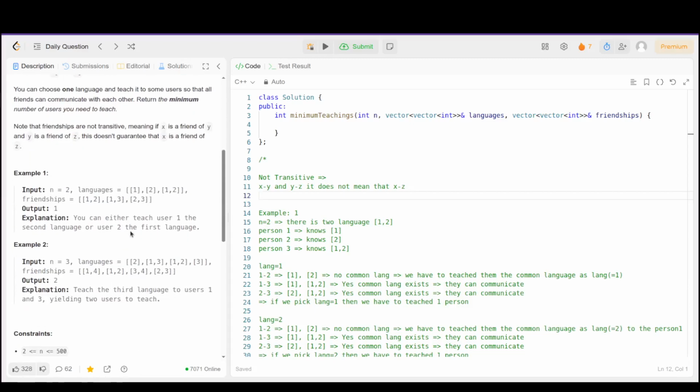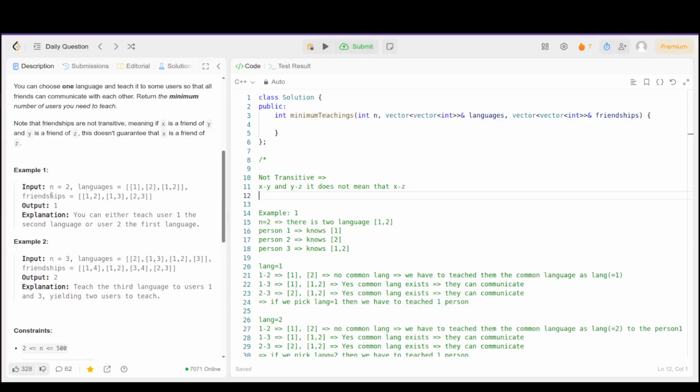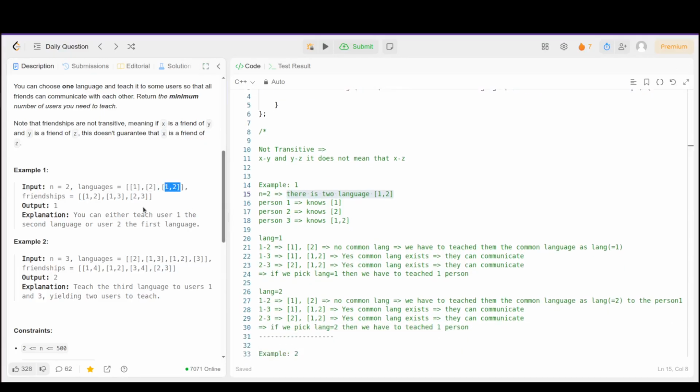Okay, so let's go through example number 1. N equals 2, that means there are two languages, 1 and 2, and there are also the languages array and the friendships array. From the languages array you can see that person 1 knows language 1, person 2 knows language 2, and person 3 knows languages 1 and 2. I have written it over here. Also there are friendships: 1 and 2 are friends with each other, 1 and 3, and 2 and 3 are friends with each other.